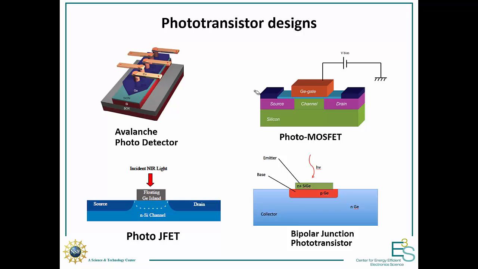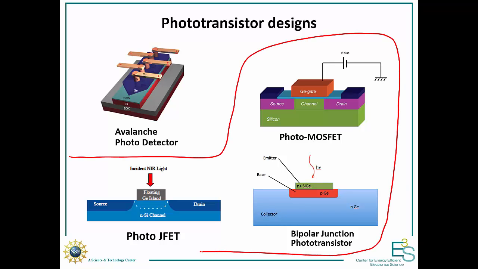So here are 4 different phototransistor designs. All of them, all these 3, work mostly in the same way, meaning they're a different type of transistors, but every time either the gate or the base, in the case of a BJT, bipolar junction transistor, is activated with light rather than with electricity.